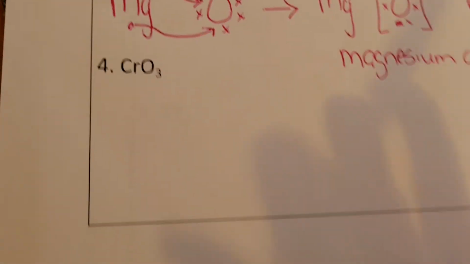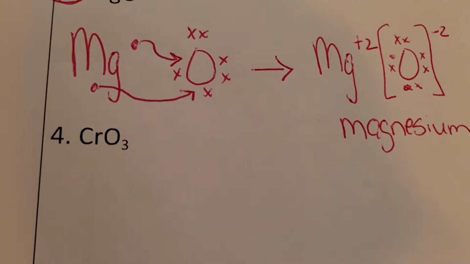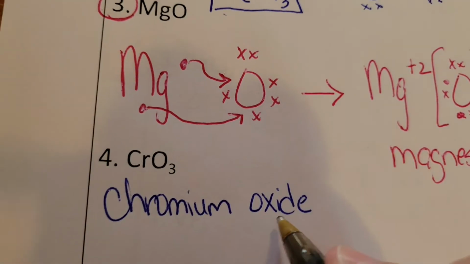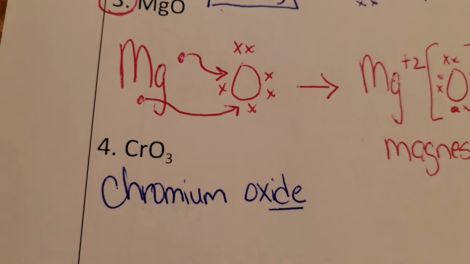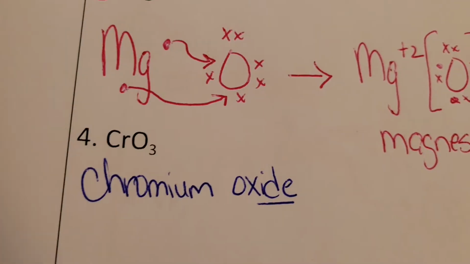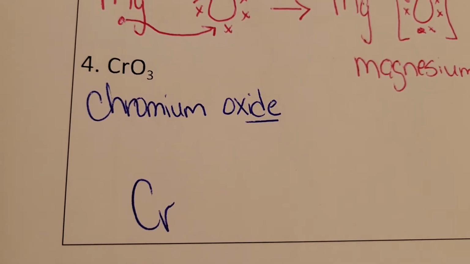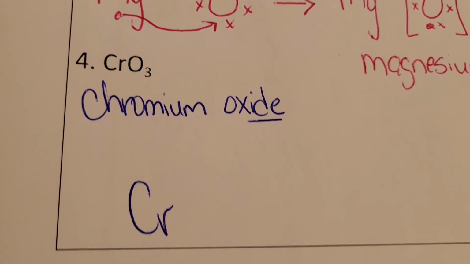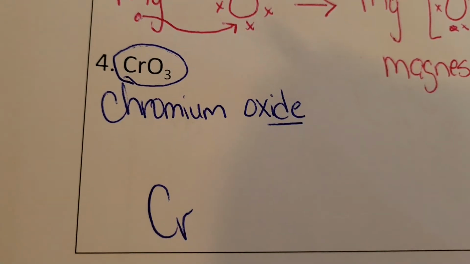Okay, all right, and then the last one that we're going to do together, chromium with oxygen. So we know that our name is going to be chromium, and then O, oxygen, so chromium oxide. We know that that's going to be our title. When I go up and look up chromium, it's one of those transition metals again that has different charges that it can be. It also has kind of a goofy valence electron situation. So we're going to have to use the formula to tell us what the chromium is.